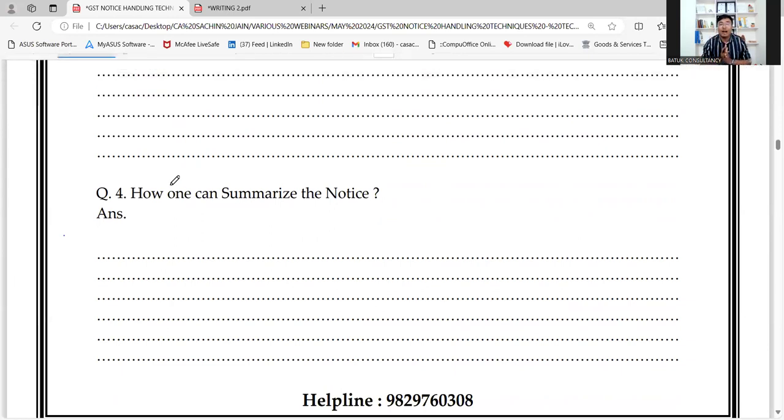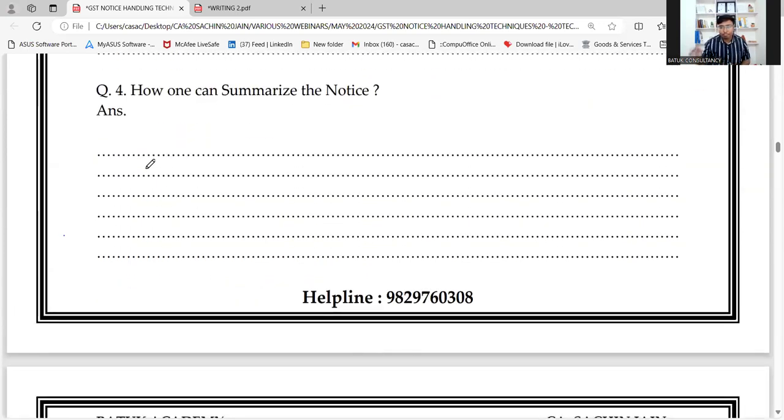Now, the point is that, sir, how we can summarize the notice? Because when I will summarize the notice, in that case, I will be in situation to provide the reply in a proper way. So this is also one technique, that to prepare a proper reply, we just need to summarize the notice in a perfect way. So now, the point is that for summarizing the notice, we first need to write.